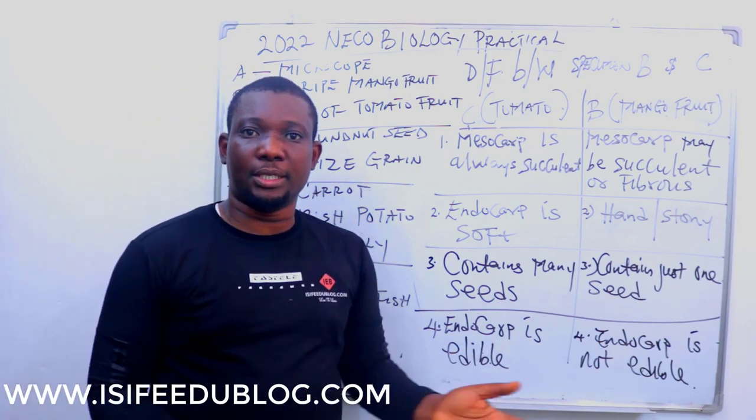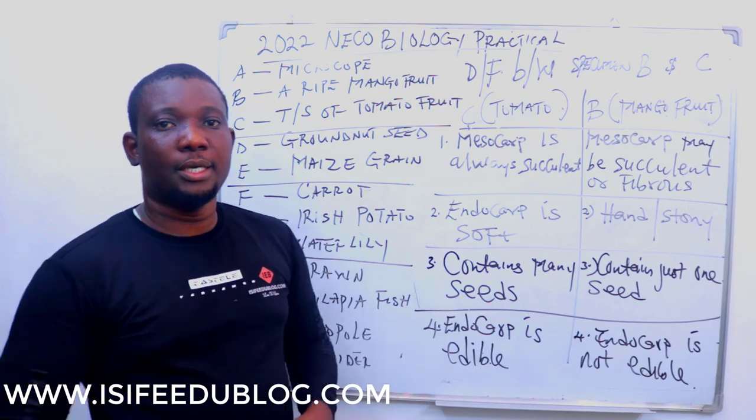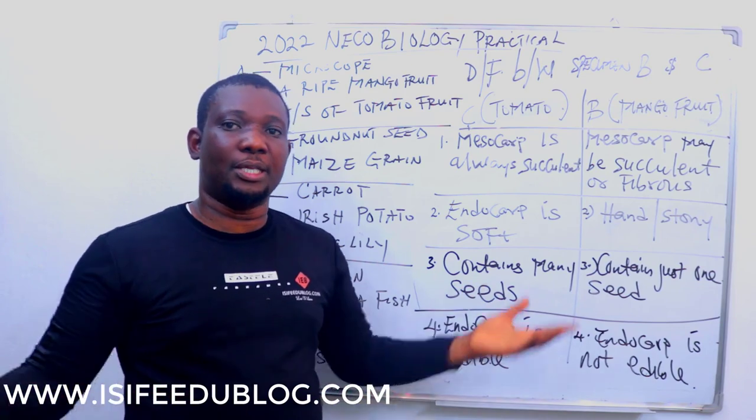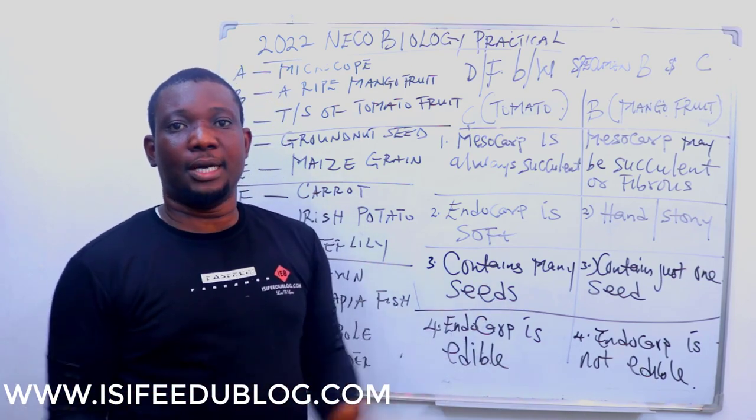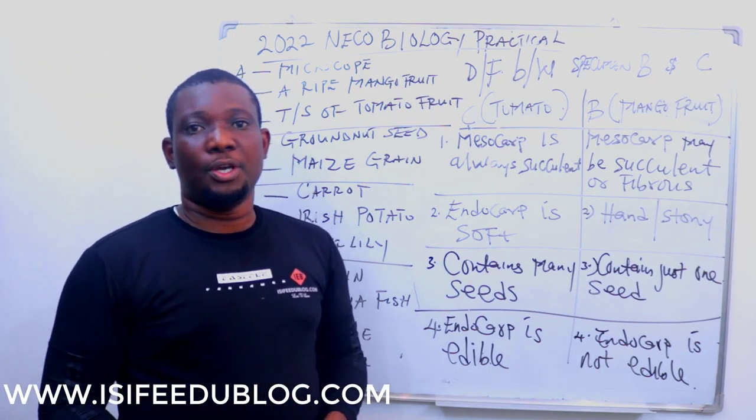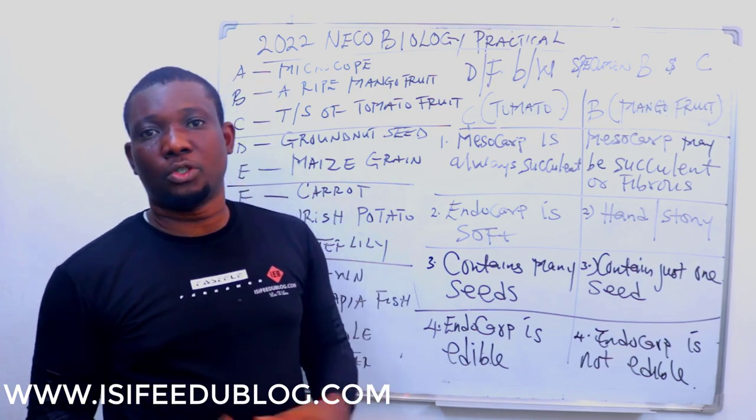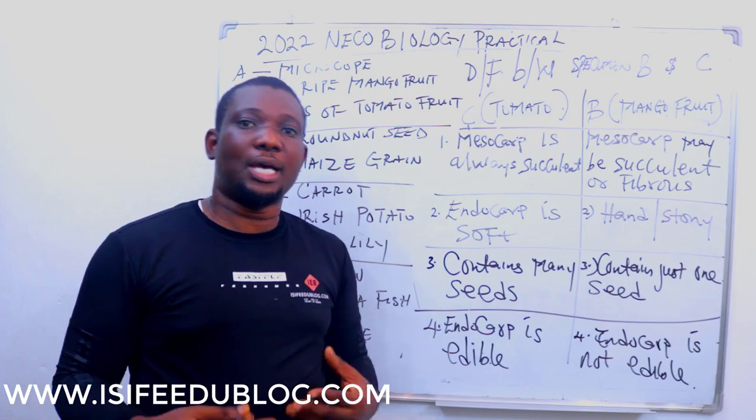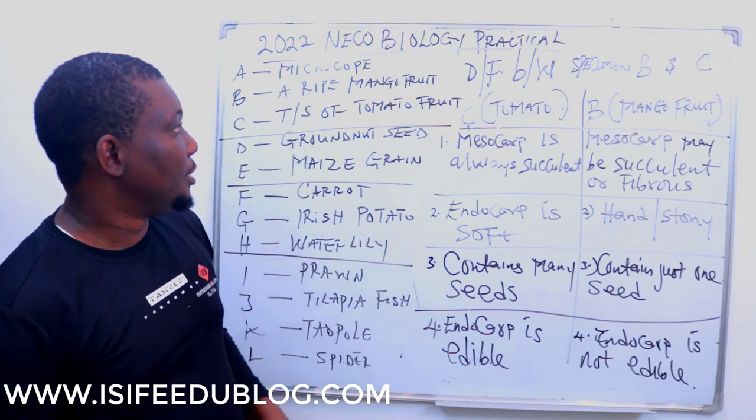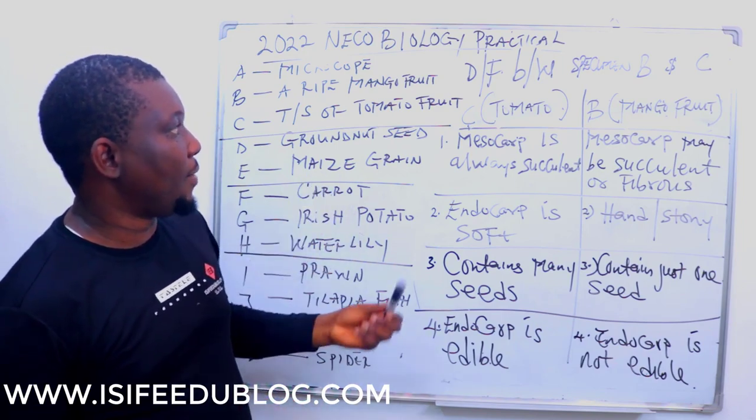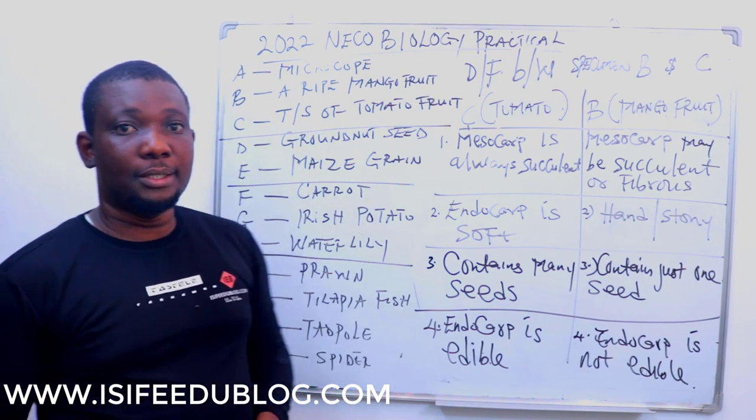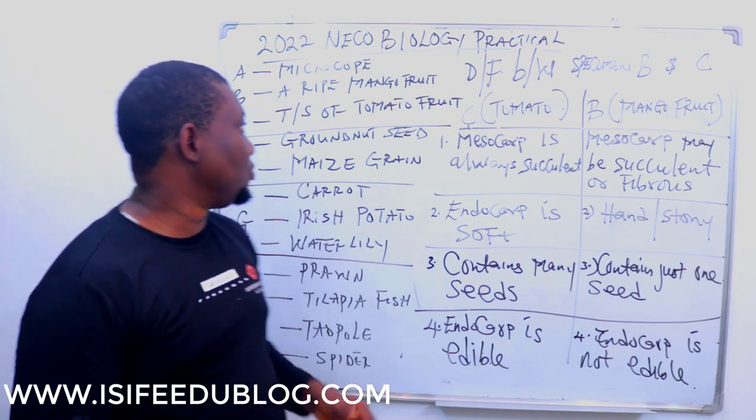But let's just discuss quickly their similarities. Both of them are fruits. Both are formed from a fertilized ovary. You can also say that both are succulent or fleshy fruits. You can say that both are edible to some extent. You can also say that both are dispersed by animals and also man. So these are the similarities and differences between specimen B and C. And now we'll go to part 2 of this specimen.